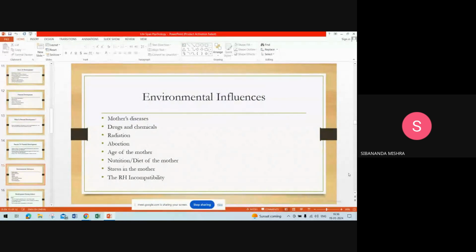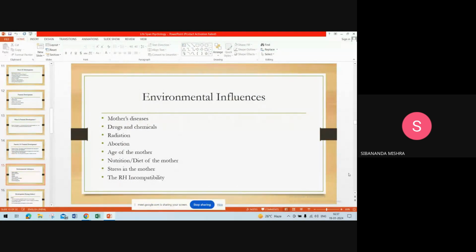Okay. Next is nutrition, the diet of the mother. Nutrition is very important. Diet deficiency during the pregnancy period is especially harmful. Proper and balanced food is required for the mother, otherwise it will be difficult. Next is stress in the mother. Maternal stress or emotion could influence the growing child. Mother feels differently at that time. Discussion with different people also influences the mother. That is stress or anxiety.